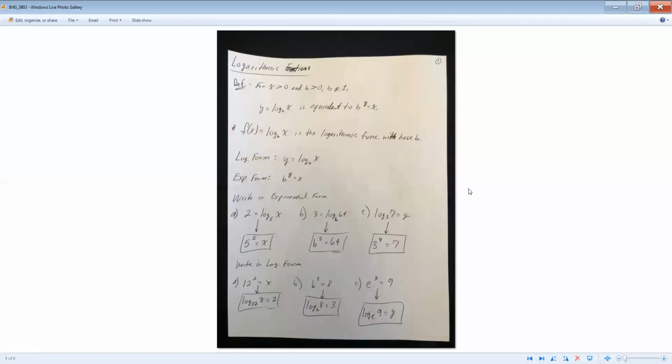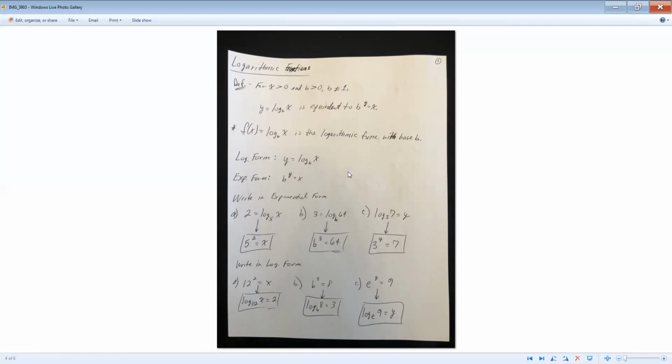Next section talks about logarithmic functions. So start here. For all of your x being positive, that's greater than 0, and b being positive but not equal to 1, y is going to be equal to log base b of x, and that's going to be equivalent to b to the y equal to x. So in other words, we have a logarithmic form and an exponential form that have an equivalent relationship. So f of x is equal to log base b of x. That's your logarithmic function there.